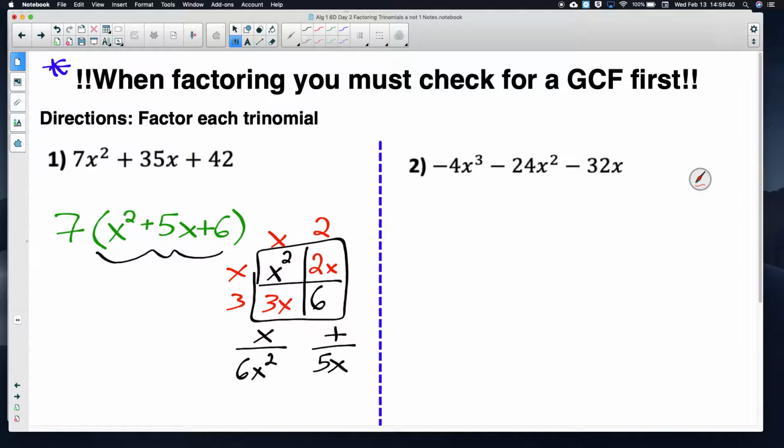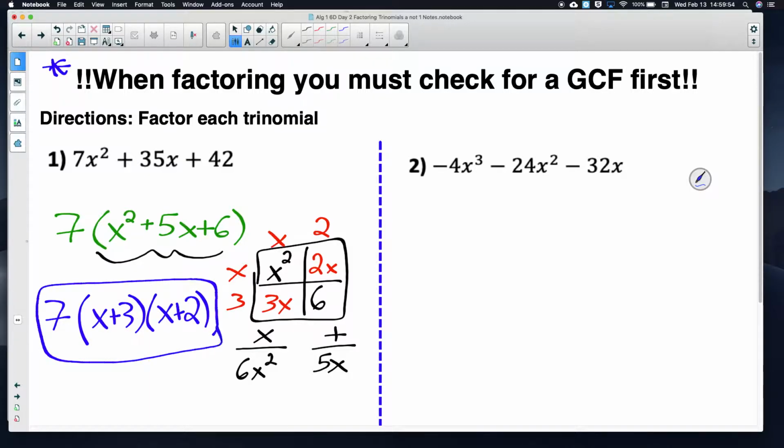Now it's very important to remember, guys. You have to remember to bring down that greatest common factor. That GCF is coming along for the ride. And what's left over is x plus 3 and x plus 2. And that is my final factored form. I have to include the GCF in my final factored form. If I don't, it's not correct. So remember, from here, I can just double check by multiplying everything together and making sure I get back to where I started. Now, let's look at number 2.